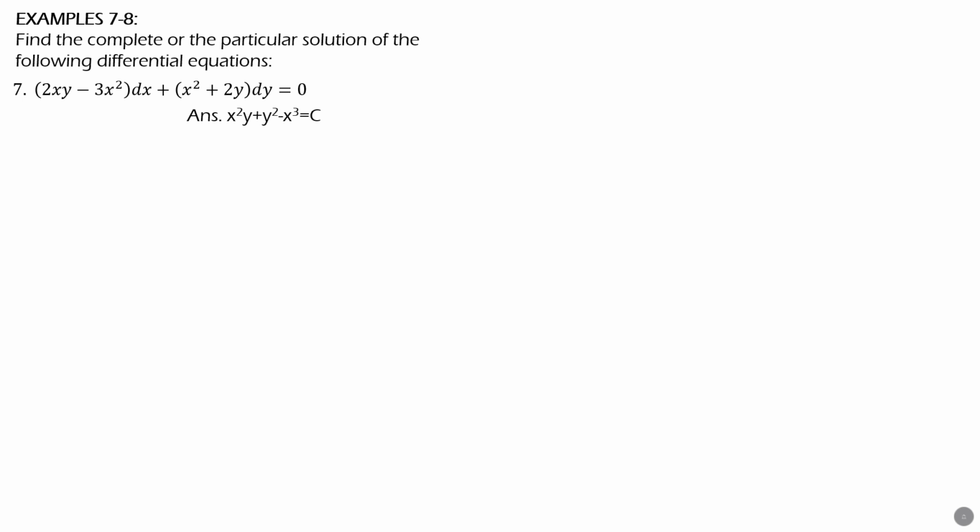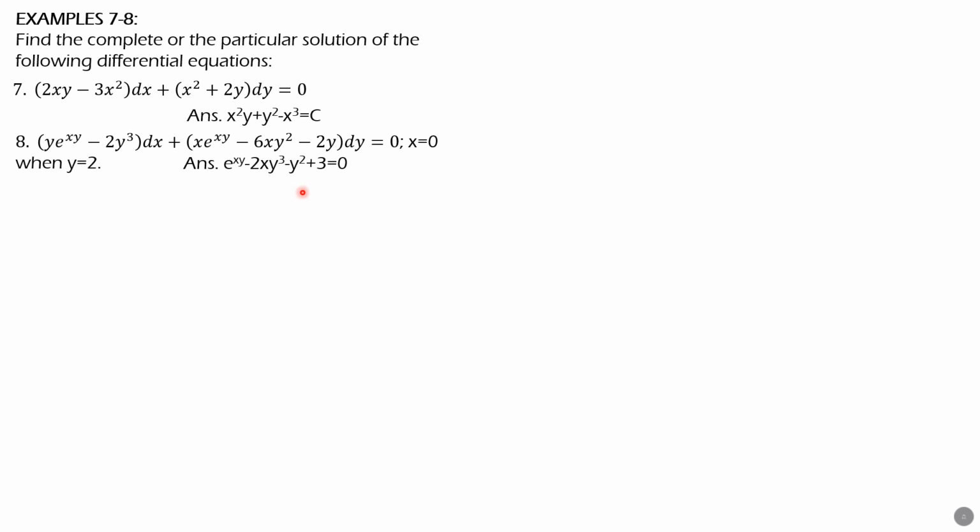In problem 8, because boundary conditions are given, then we are looking for the particular solution. Solution should be that. The answer should be that. So for the solution to problem 7, so let's have partial of M with respect to y.